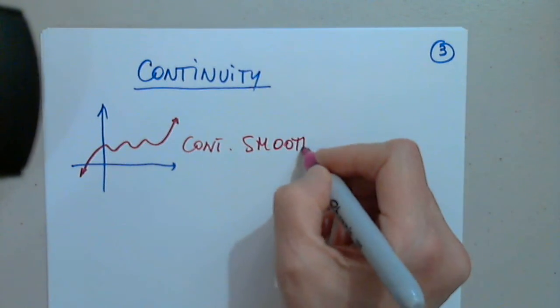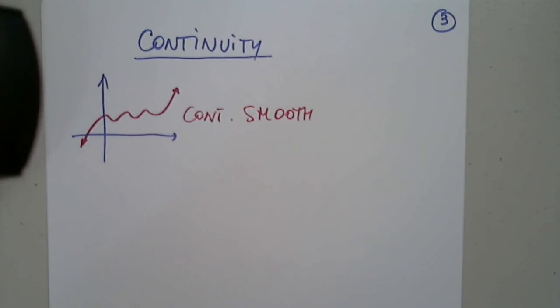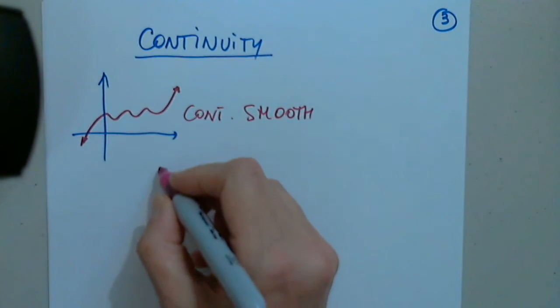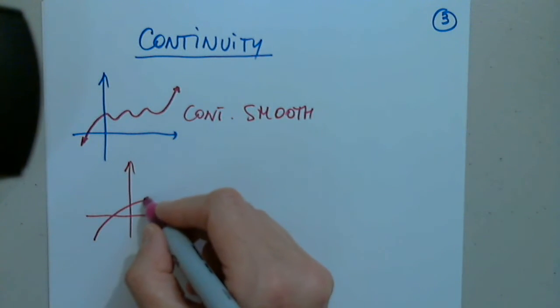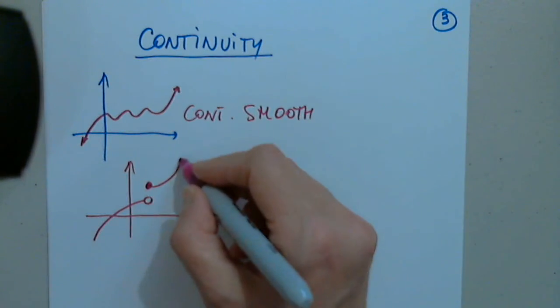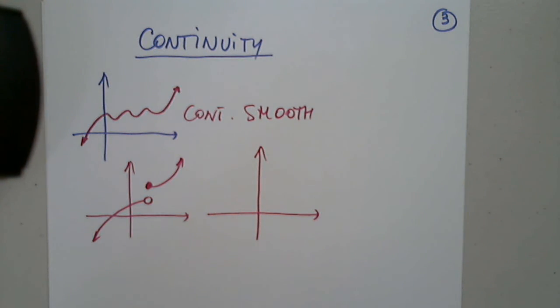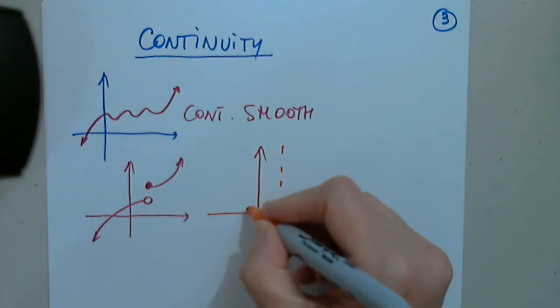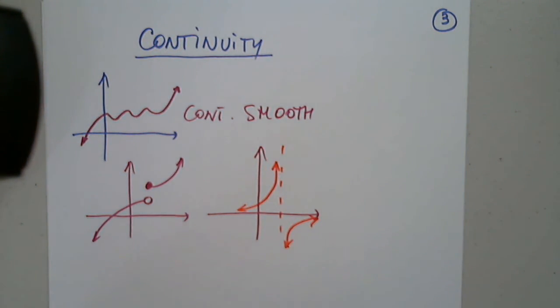Smooth, no jump, no gap, no holes, no asymptotes, vertical I mean, nothing. Continuous function. Okay, now let's look at the following. One situation here. Here's another. And here's the third one.